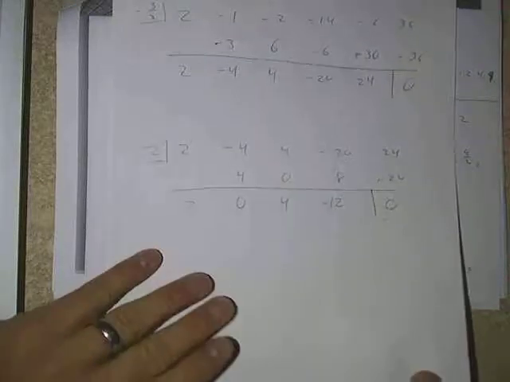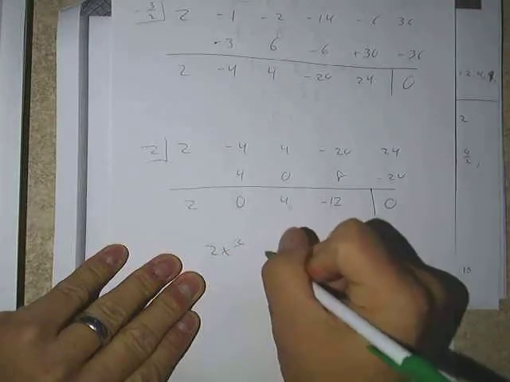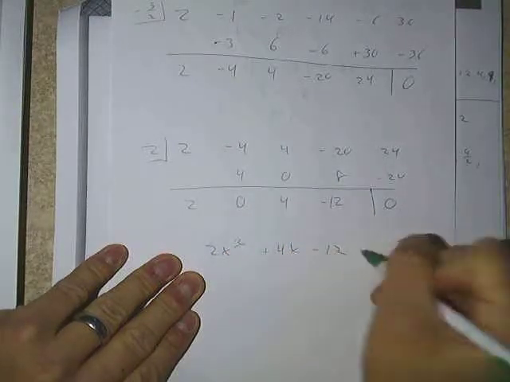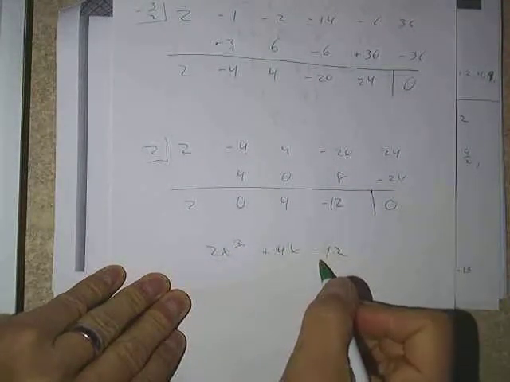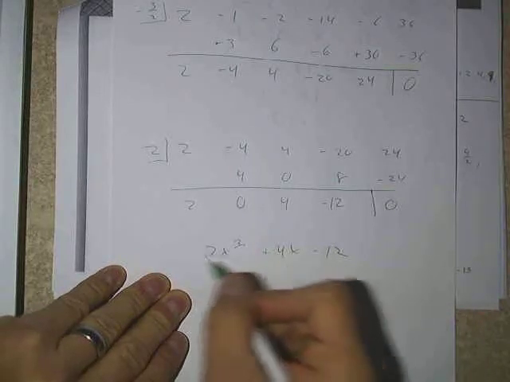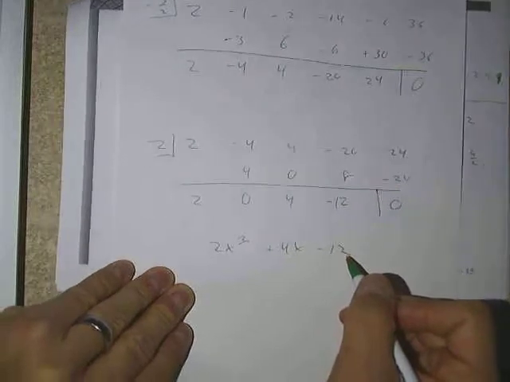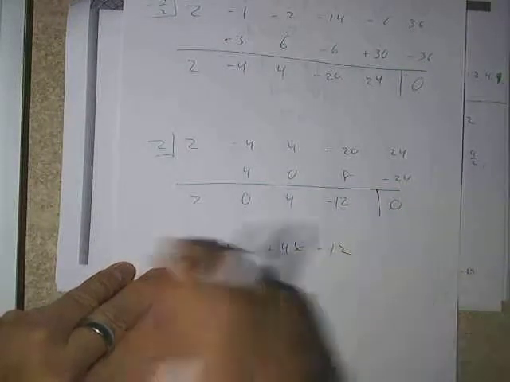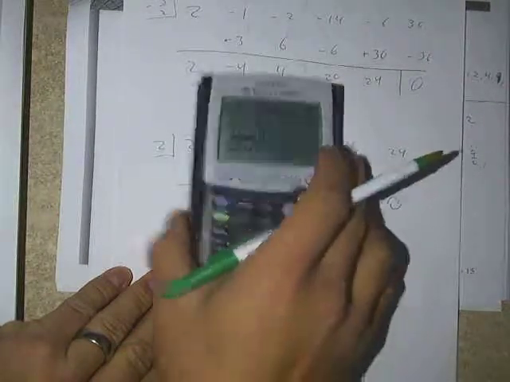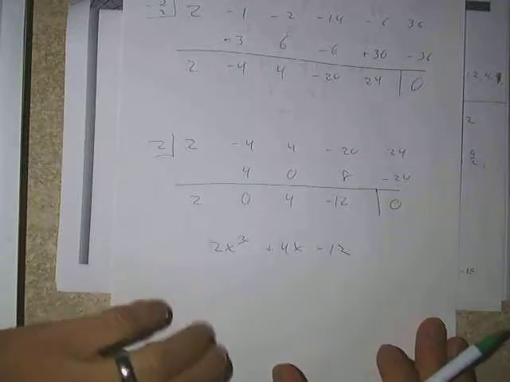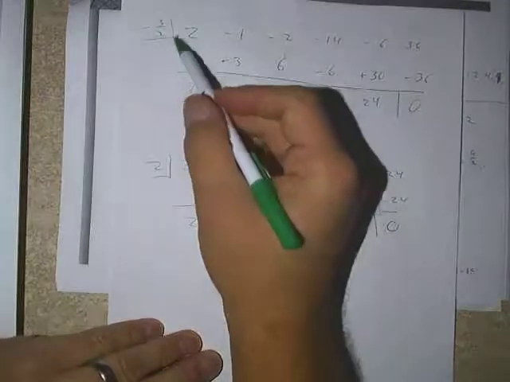So I'm going to bring down my 2. I'm going to multiply and add, multiply and add, multiply and add, and sure enough I get a 0 remainder there. Alright. Now remember though that what I have left here is 2x cubed, there's no squared term, plus 4x minus 12. That's what this remainder equation is in this particular case. And the other issue is, does this have any other zeros?